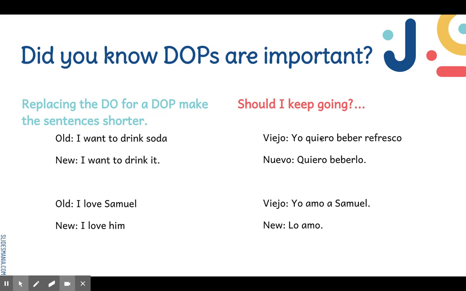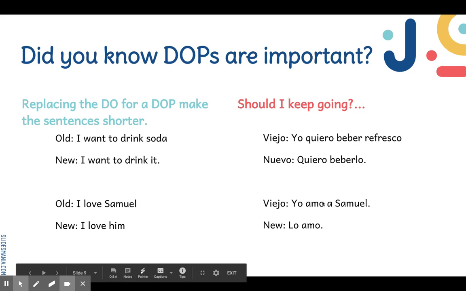Okay. In Spanish, the old way, yo quiero beber refresco. I want to drink soda. I'm the subject. What do I want to drink? Soda. So the new way, instead of saying all these words, 4 words, I'm going to cut it into 2 by saying I want to drink it. Quiero beberlo. Okay. I love Samuel. I love him, right? Lo amo. So I went from 4 words to 2. This is just a benefit. You don't have to understand this right now, but it's kind of cool that I can take a really long sentence and say the same thing in 2 words, right?